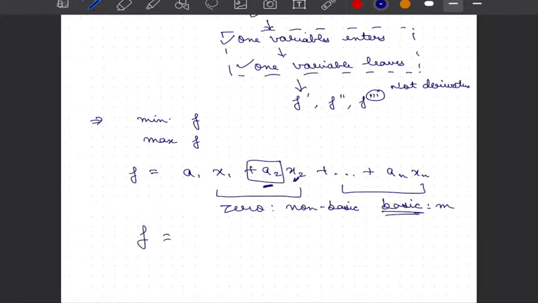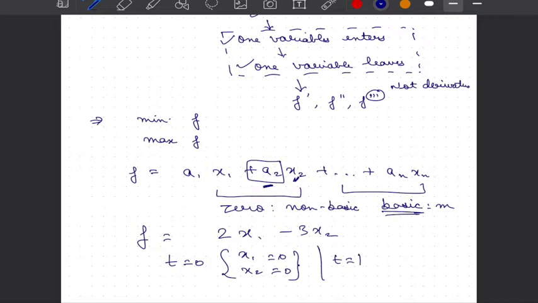For example, if our objective function is 2x1 minus 3x2, and both x1 and x2 are equal to 0 at the first iteration, then at the second iteration you have to make one of them non-zero, subject to the condition that the objective function's value should decrease and x1 and x2 should be greater than 0. You can clearly see that if you increase the value of x2, the value of f is going to decrease rapidly because it has a minus sign here.